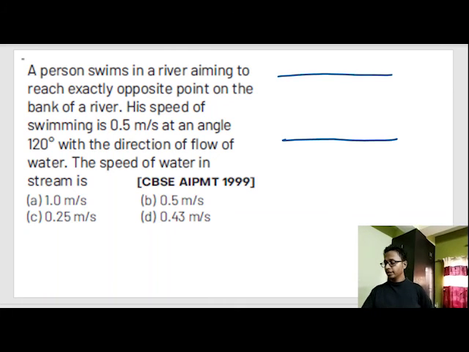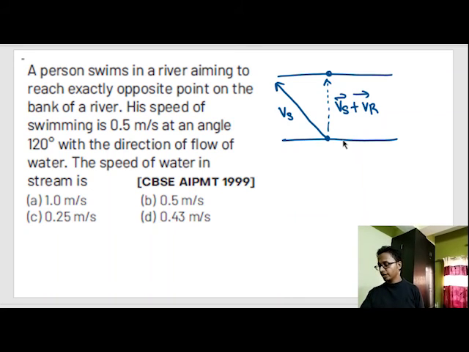a swimmer is planning to travel in a straight line, aiming to reach exactly the opposite point. That means if he starts from here and plans to reach here, he must travel in a straight line. So his effective velocity, or velocity of swimmer plus velocity of river, would be a straight line. So he must make an angle against the river current to effectively reach in a straight line. So this is the velocity of swimmer and this is the velocity of river.